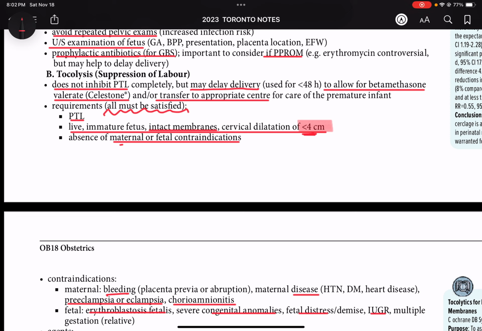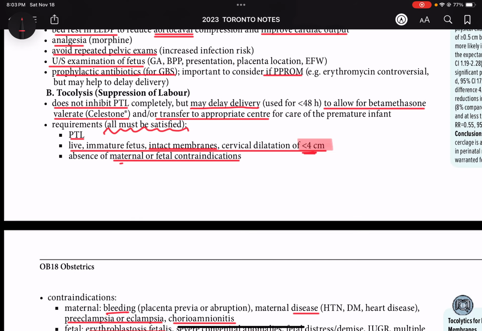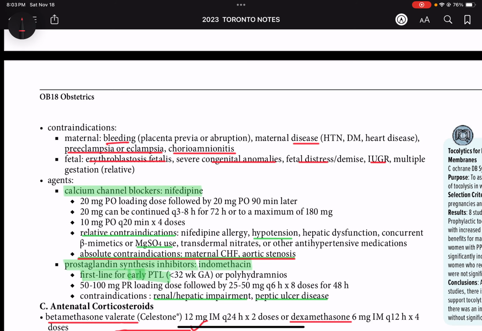Absence of maternal or fetal contraindications. So if there are no contraindications, there is no fetal or maternal compromise, membranes are intact, cervix is less than 4 centimeters, and there is preterm labor, then you go for tocolysis. And when is it contraindicated? If you see any bleeding going on, placenta previa or abruption, any maternal disease, chorioamnionitis, any infection going on, any fetal problems, fetal distress, IUGR, congenital anomaly, then it is contraindicated. Then you make sure that you don't suppress the labor and you don't complicate it even more.